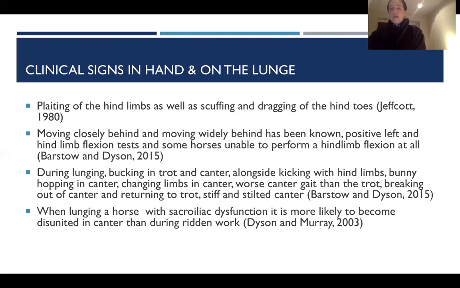During lunging, horses are more likely to change their gait behind and become disunited, but this could just be because when the horse is ridden, the rider is able to hold the horse together, which may prevent the horse from becoming disunited. Signs can also be apparent on the lunge, as gait irregularities on a tight circle are sometimes more obvious.